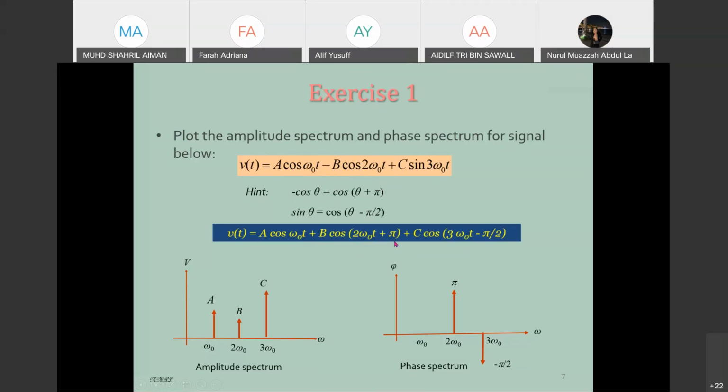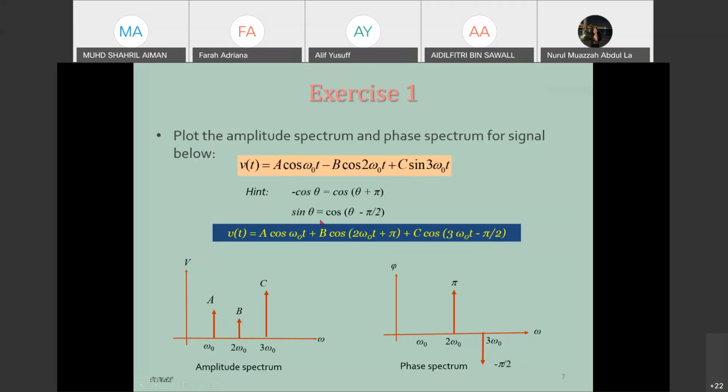In order to plot this, you have to make sure that all have the same omega, omega naught. And then you change the sine part. You cannot plot this if you don't change it to cosine. You have to change to cosine first. So it's either you change all to sine or you change all to cosine. That's the rule. So you plot in terms of cosine. We call this the trigonometry series.